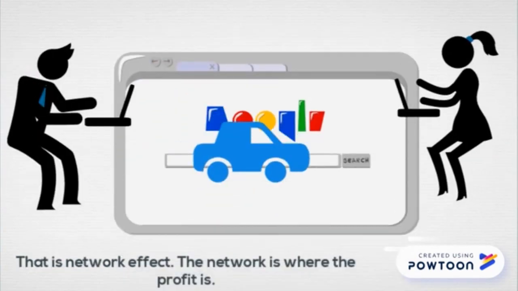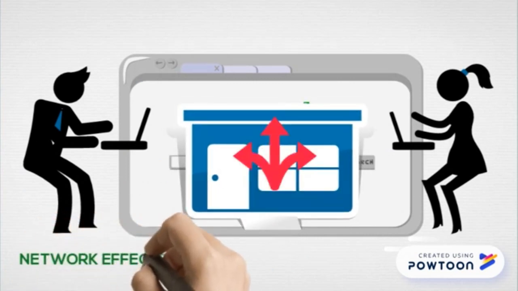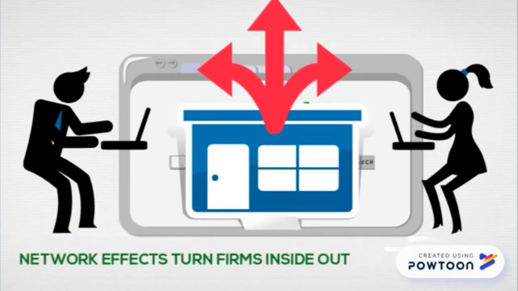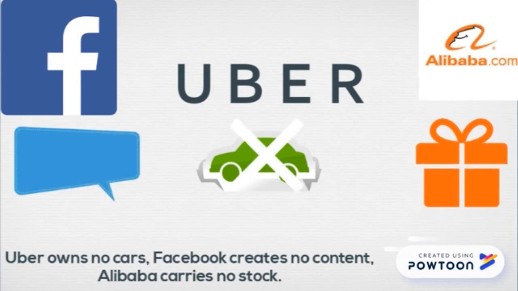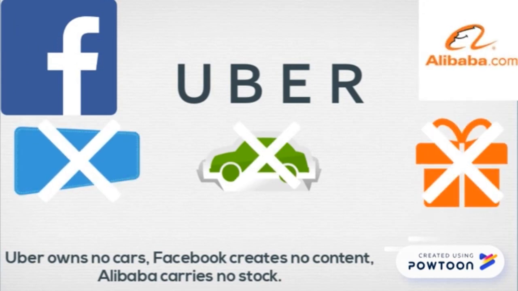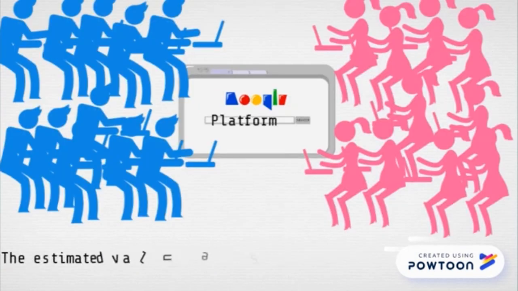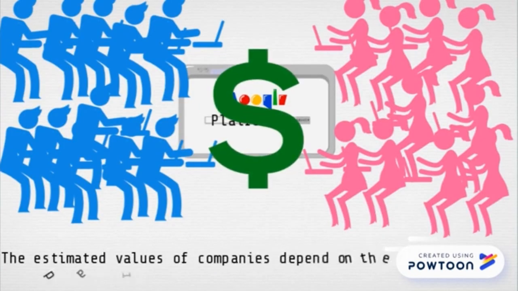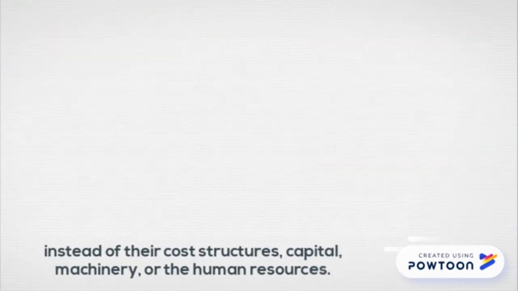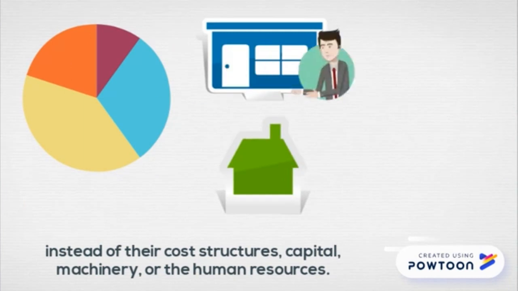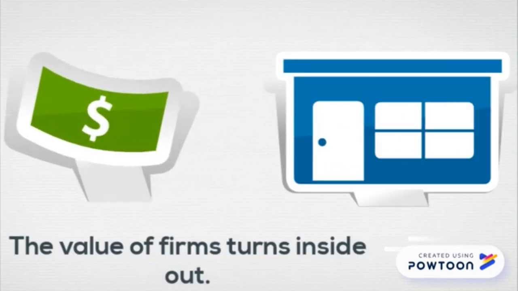That is network effect. The network is where the profit is. Network effects turn firms inside out. Uber owns no cars, Facebook creates no content, Alibaba carries no stock. Their value is in the network. The estimated values of companies depend on the participants in their platform's network instead of their cost structures, capital, machinery, or human resources. The value of firms turns inside out.